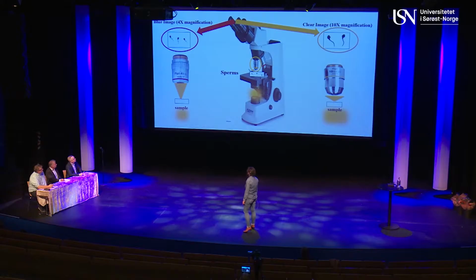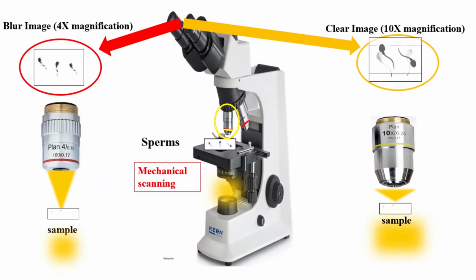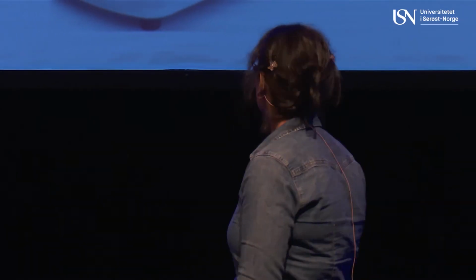So what we can do is change the position of the sample, which means mechanical scanning, and then we can see another image of the sample. But still one of them is lost. And this objective by itself is even more expensive since it has more magnification.